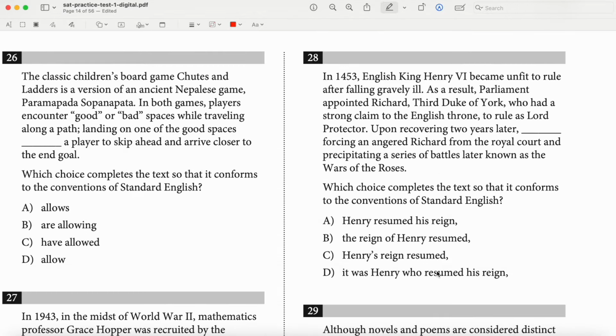All right. Question 26. Catherine, you're up. Go ahead and read this for us and plug in answer choice A right off the bat.